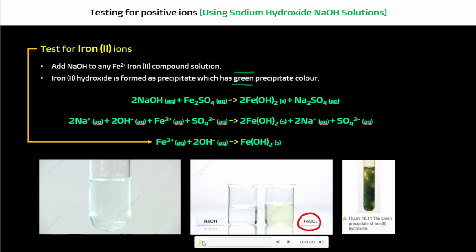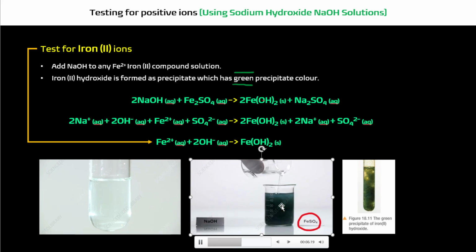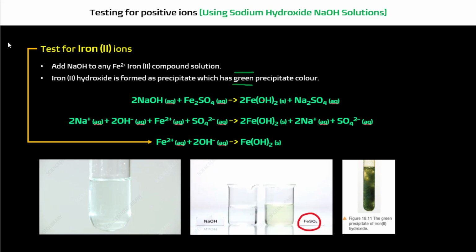Let's try to look at the video here. We're going to add NaOH into iron 2 sulfate, and a solid precipitate of iron 2 hydroxide will be formed. As usual, you might be asked to write down the ionic equations, so practice on that as well.